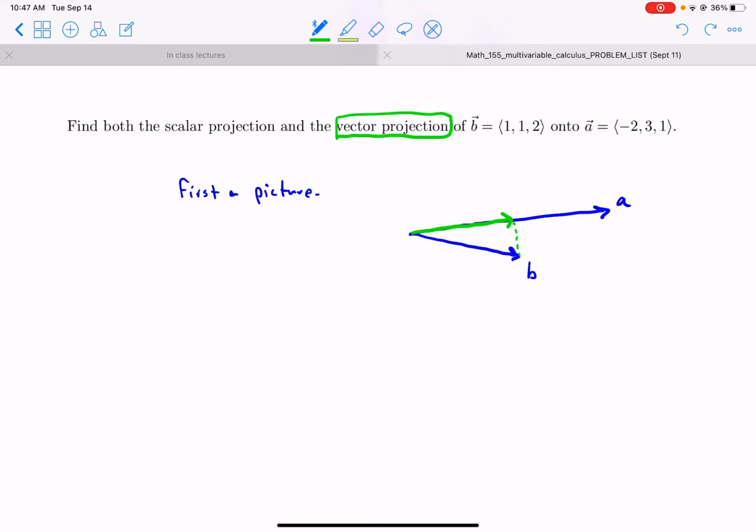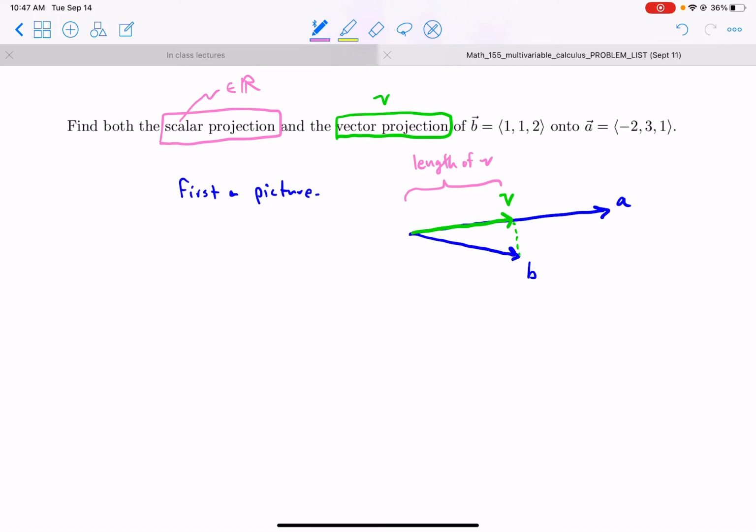And so I think that V, I'll label it V. I'm just going to give it a name. I think V is the vector projection. Now, what's the scalar projection? I think the scalar projection is just the length of V. Scalar is like a number, like 2 is a scalar. And it scales vectors, so I'm just going to say a scalar is a real number.